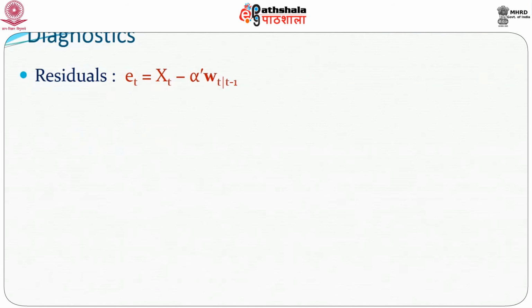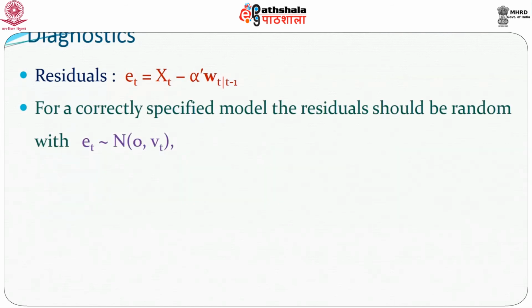And substituting this for Wt in the first equation, this is the observation equation, we can get epsilon t is equal to xt minus alpha prime Wt given t minus 1, and that is what we call the residuals, because we are now substituting Wt by its predicted value. Now, for a correctly specified model, this residual should be random with 0 mean and variance Vt, and it should preferably be normal. Now, what is Vt?